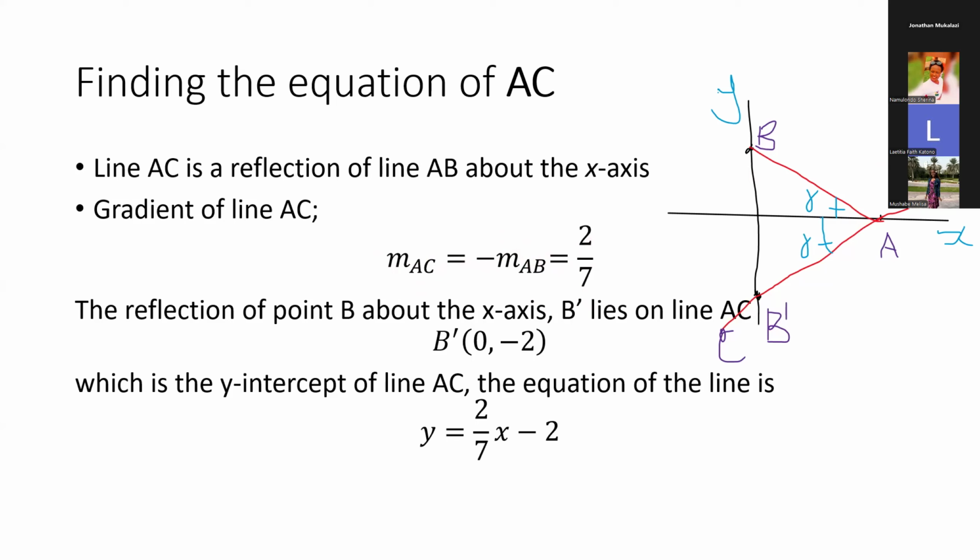Okay, so from that we have its gradient, and we know that the reflection of B about the x-axis is B prime here, and that point is 0, negative 2. So we have a point on the line, and this is the y-intercept anyway. So we don't really have to do any calculations. We have the gradient and the y-intercept.